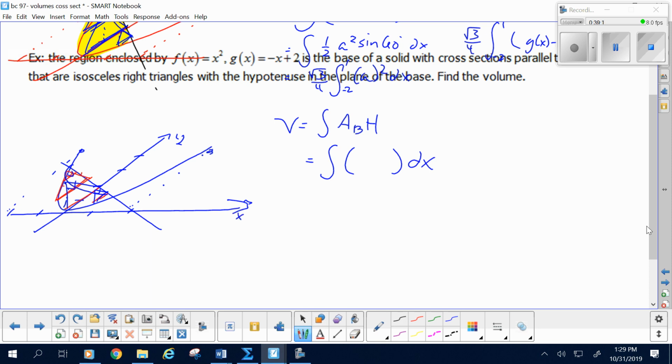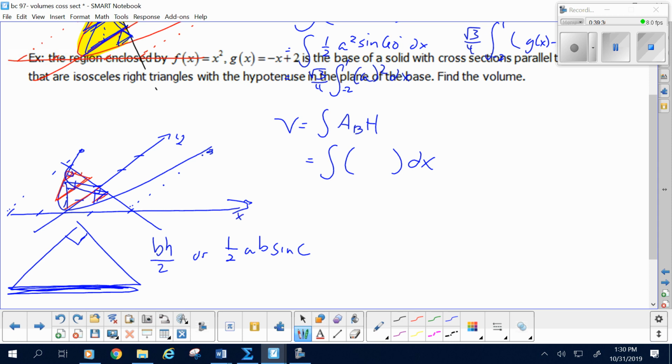Now, for this, I'm not sure, 1/2 AB sine C or base height divided by 2. Let's maybe draw a little cleaner figure without all the analytical geometry to it. I think you'll agree that this, the hypotenuse, is definitely what we're going to be able to find by virtue of the curves, right? Do you agree? This is known.